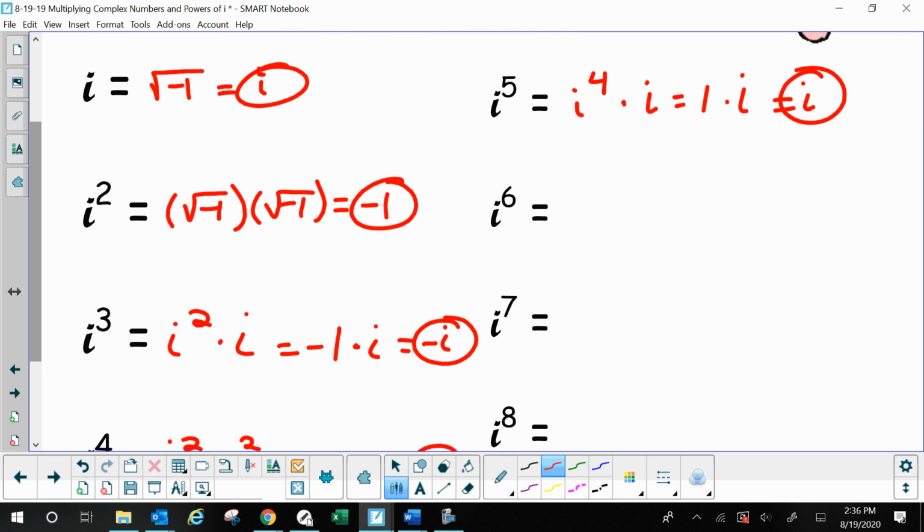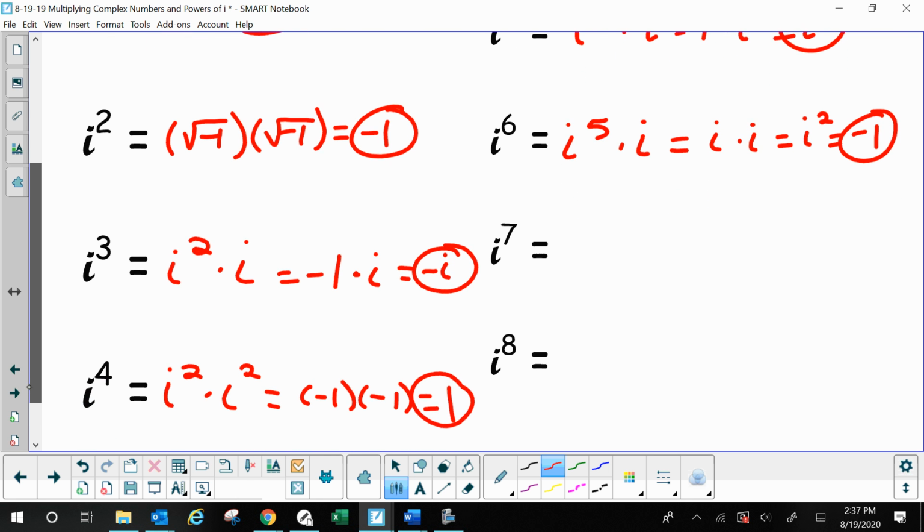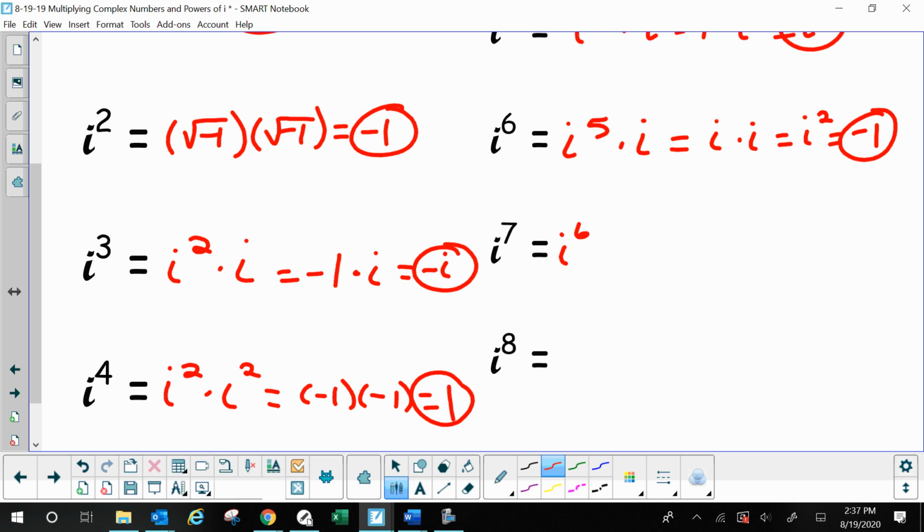So how would you break up i to the 6th power? i to the 5th times i. What did you get for i to the 5th? You got i. So what's i times i? And what is i squared? -1. What about i to the 7th? i to the 6th times i. So that would be -1 times i, which is just negative i, right?